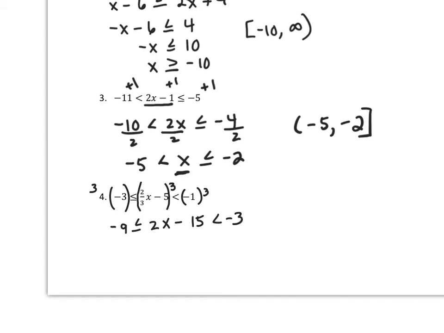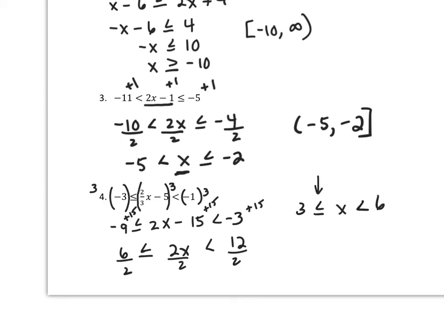We want to get x in there in the middle by itself. So let's add 15. So negative 9 plus 15 is positive 6. We're adding 15 everywhere. It's less than or equal to 2x less than 12. Now divide everything by 2. And that's 3 is less than or equal to x is less than 6.